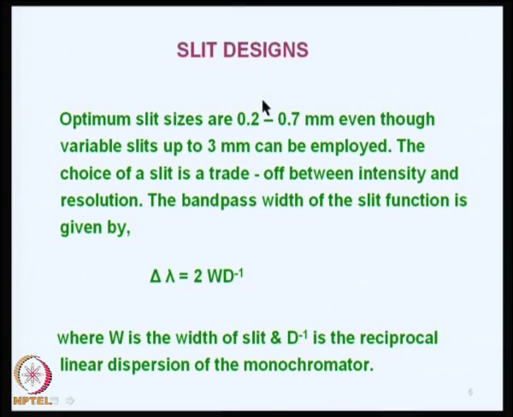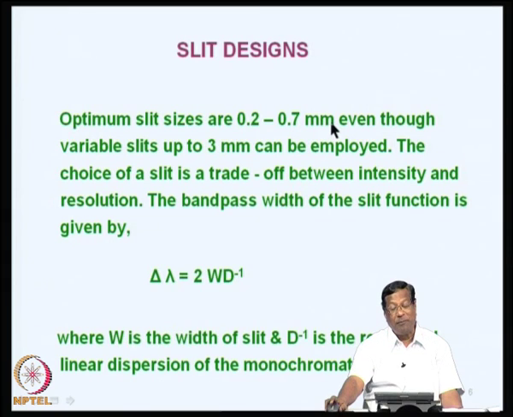So, the optimum slit sizes are of the order of 0.2 to 7 millimeter maximum. Even though variable slits are available nowadays in modern instruments, they are costly, and you can vary the slit size up to 3 mm. The choice of a slit is basically a trade off between intensity and resolution. The larger the slit, the lower the resolution. The smaller the slit, the better the resolution.